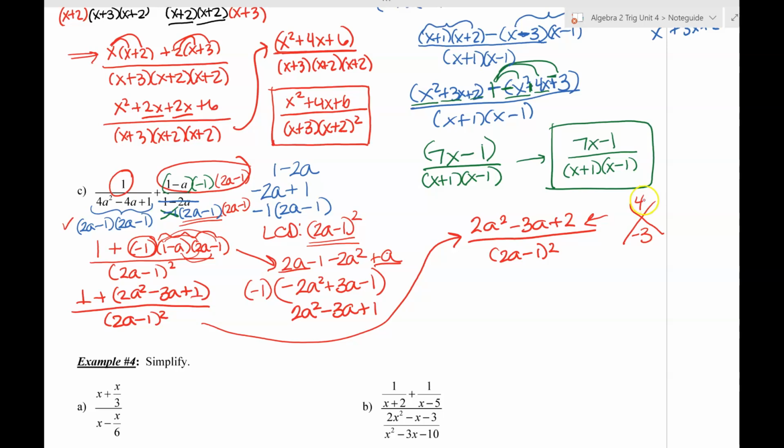It seems close, but really to make a positive 4, 4 and 1 could make negative 3 if one of them was negative, but then they wouldn't make a positive 4. And 2 and 2 won't work to make the 3 in the middle. So this is not factorable. So this is going to be our final answer.